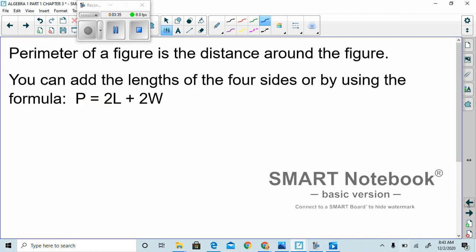So I'll keep talking about units. We want to be sure that we always include them. Perimeter of a figure is the distance around the figure. So we have perimeter is equal to 2 times the length plus 2 times the width. Imagine that I know that the perimeter, maybe I know that P is equal to 36, and maybe that I know that the length is equal to 12. I need to find the width.